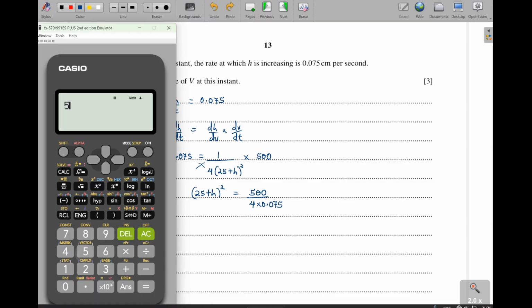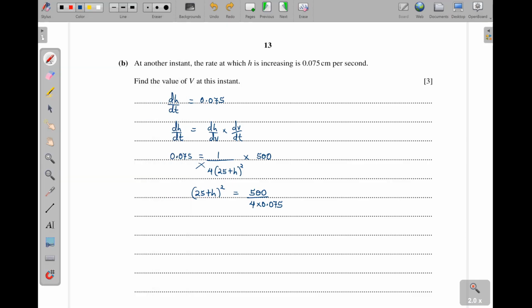0.075. Not so? 500 we divide by 4 times 0.075. That one gives us 5,000 over 3. So h added to the 25 will be equal to the square root of 5,000 over 3. I'm not going to put plus or minus because h, the depth here, cannot be negative. So meaning our h here is going to be the square root of 5,000 divided by 3, then we subtract 25.